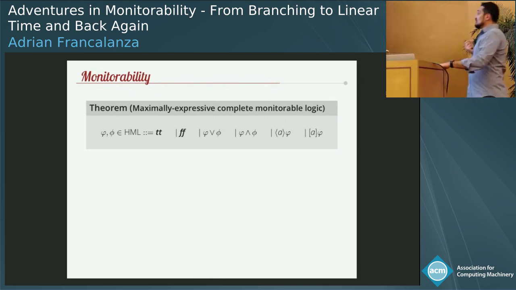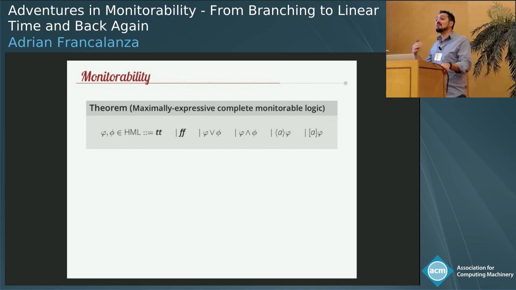Okay, so the first main result of the paper is that we can obtain once again a maximally expressive, complete monitorable logic. And this is it. Those of you who are familiar with process calculi would recognize that this is essentially the Hennessy-Milner logic.